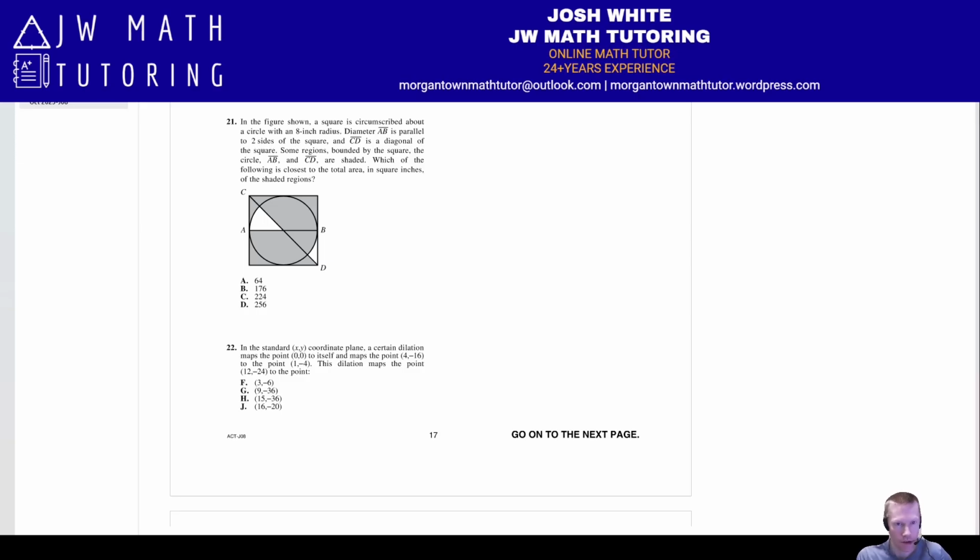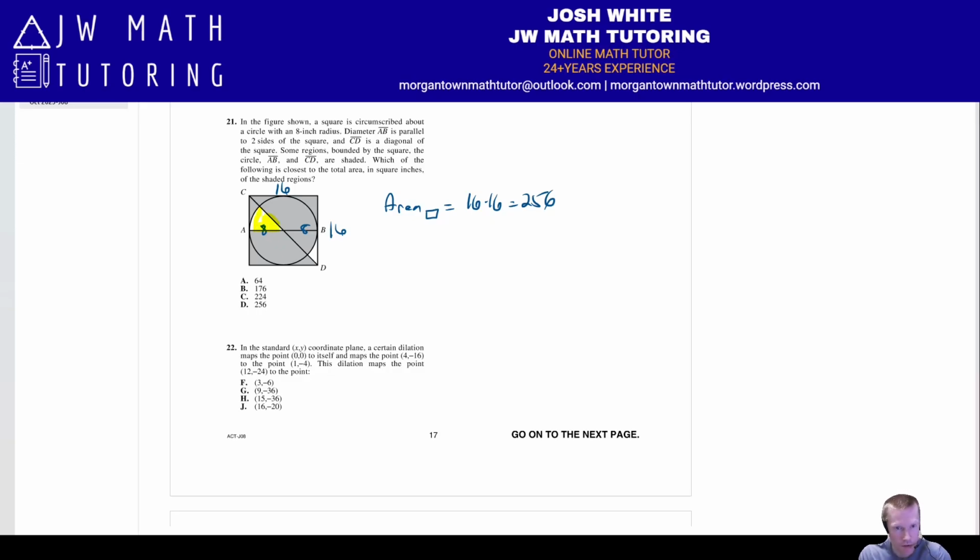So the fastest way to do this problem is to notice that the radius of the circle is 8. Okay, so that means this is 8, this is 8. That also means each side of the square is 16. So I would start off, I would find the area of the square as just 16 times 16, which is going to be 256.